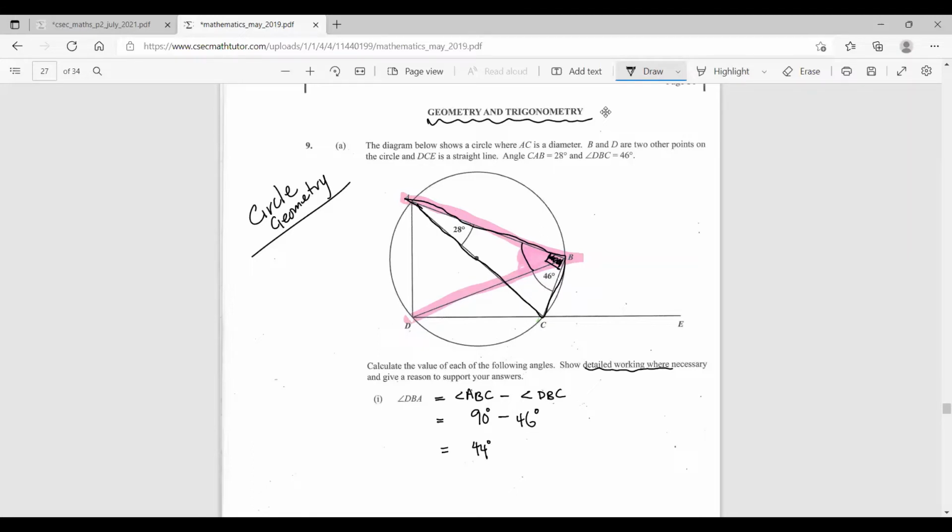If they want any other information, we just say angle ABC is 90 degrees since triangle ABC is a right angle triangle. So once they see that you know that it's a right angle triangle and you know that that would be 90 degrees, so you subtract it, that is your detailed working and your reason supporting your answer.